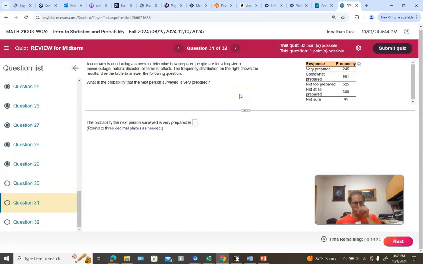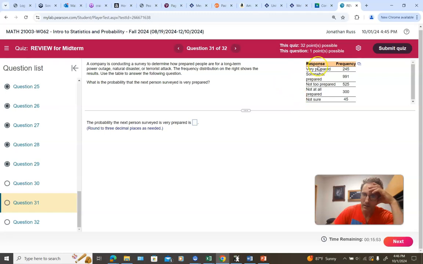Number 31 here. It says a company is conducting a survey to determine how prepared people are for a long-term power outage, natural disaster, or terrorist attack. The frequency distribution on the right here shows the results. Use the table to answer the following question. What is the probability that the next person surveyed is very prepared?